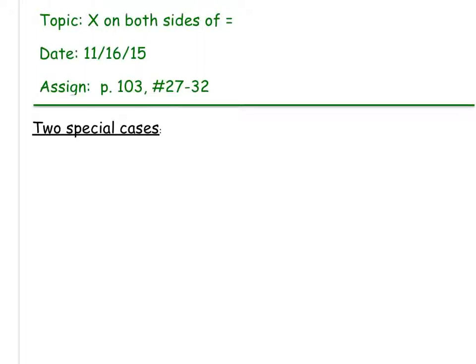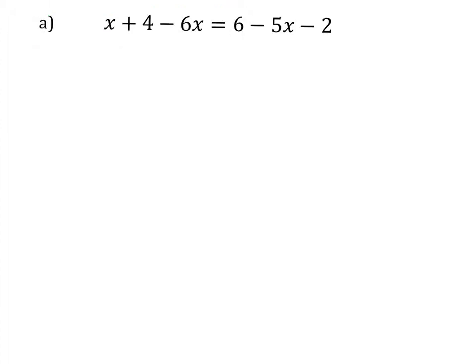Today we are going to be learning about two things that may happen when you are solving equations with variables on both sides. If you haven't already, please set up this green practice page. Hit pause while you do that, and please label, just like this example, two special cases. Please record our first example, letter A.